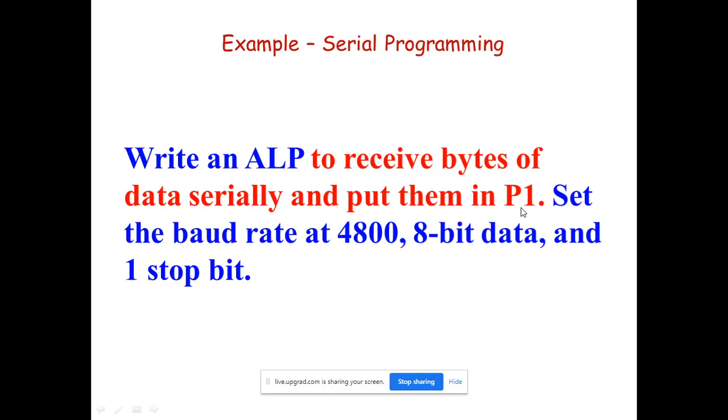For example, P1 has an LED, LCD, some output devices. On that I want to display something. For example, if an LCD is there, the first character is displayed on the LCD, the second character on the LCD, the third character on the LCD, like that. And for serial communication, I want a baud rate of 4800. My data is 8-bit data with 1 stop bit. Now this requirement is given. According to this, I will write the code.